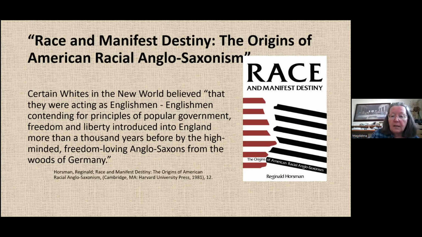This is a book that Reginald Horsman wrote on the idea of manifest destiny and the origins of American racial Anglo-Saxonism. Highly recommended reading. So certain whites in the New World believed that they were acting as Englishmen contending for principles of popular government, freedom and liberty introduced into England more than 1,000 years before by the high-minded, freedom-loving Anglo-Saxons from the woods of Germany.